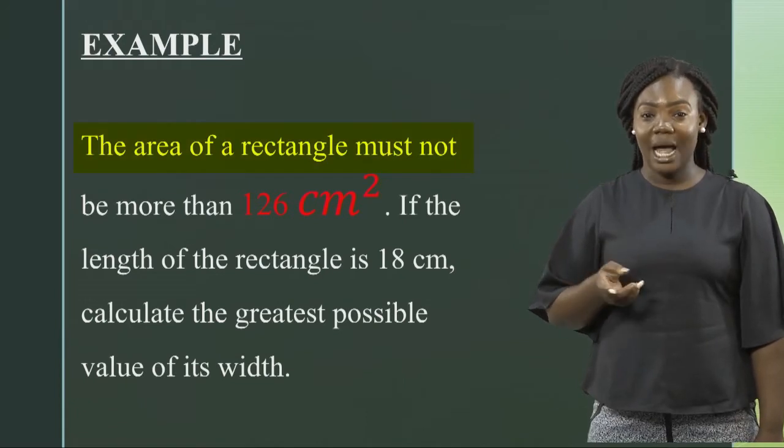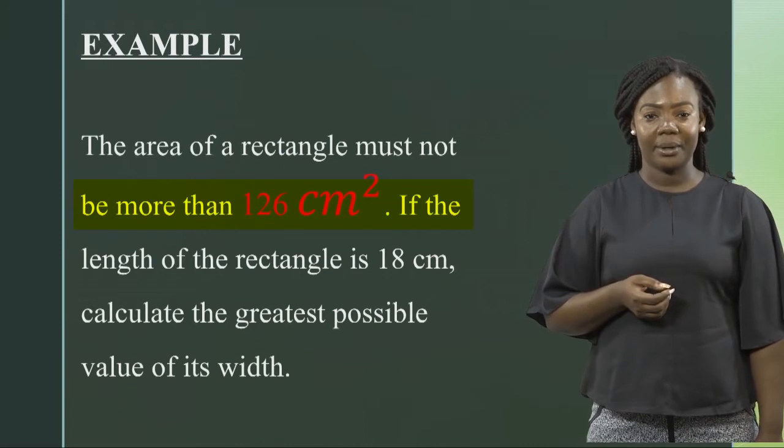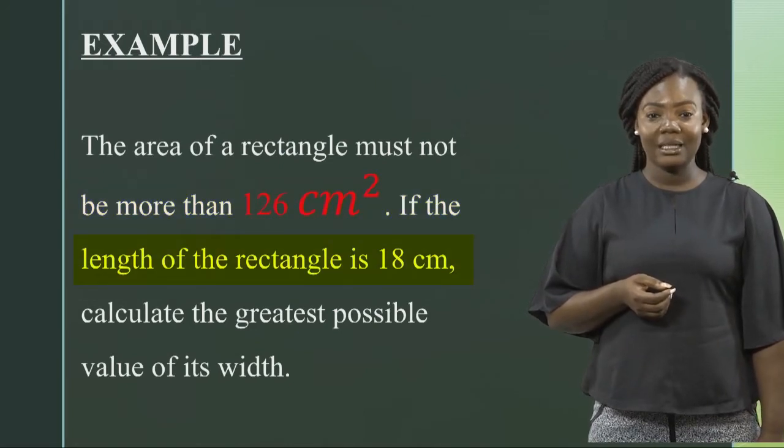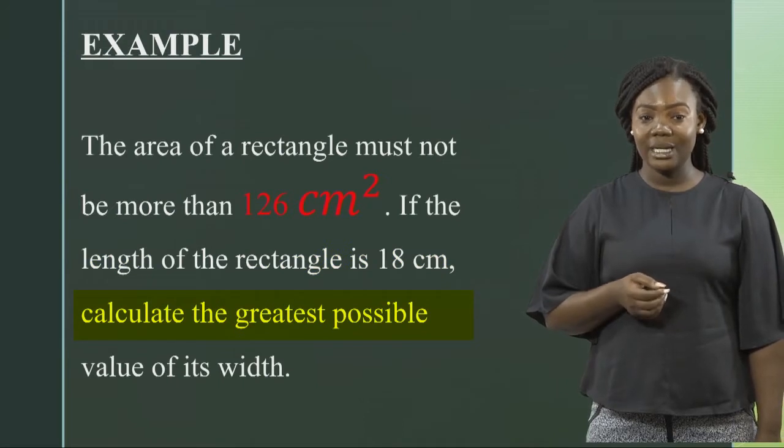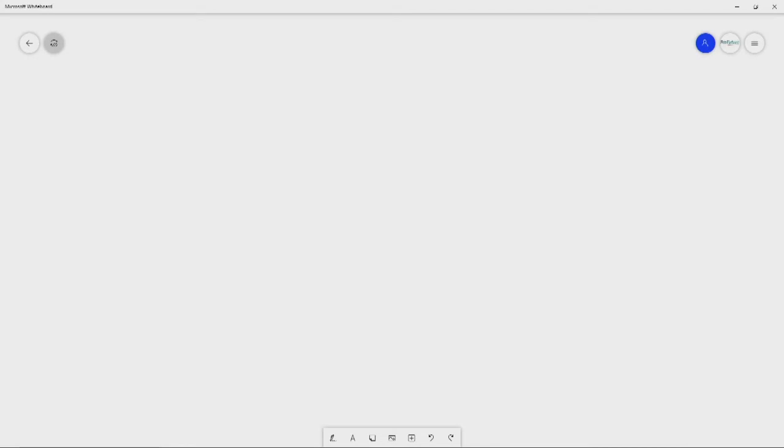The area of a rectangle must not be more than 126 centimeters square. If the length of the rectangle is 18 centimeters, calculate the greatest possible value of its width. So the problem says the area of a rectangle must not be more than 126 centimeters square. If the length of the rectangle is 18 centimeters, calculate the greatest possible value of its width.